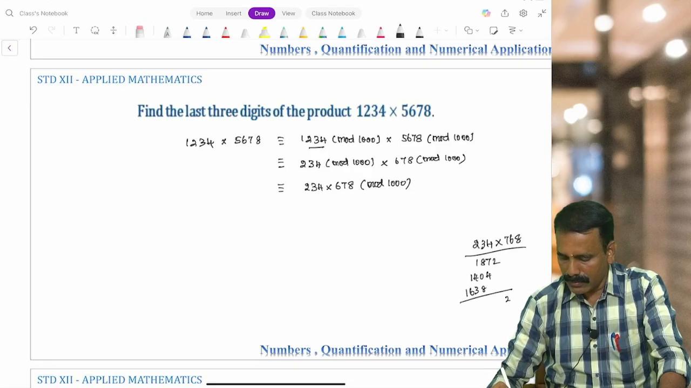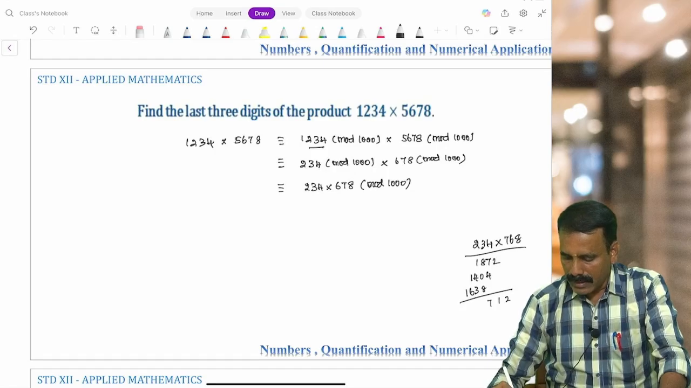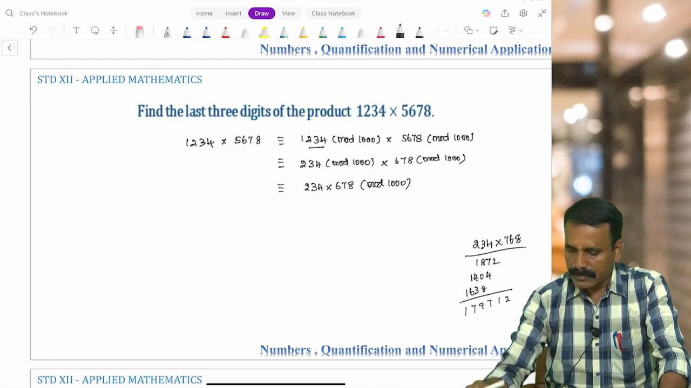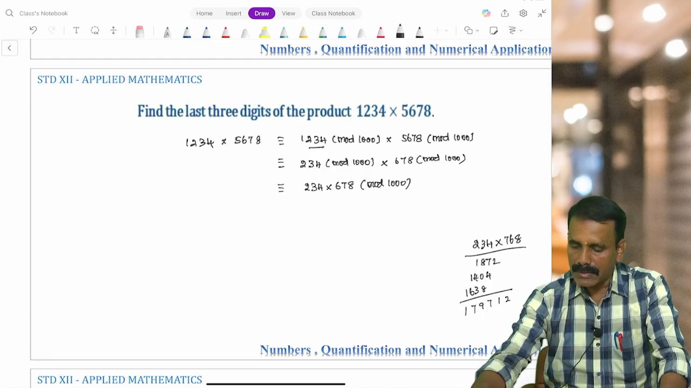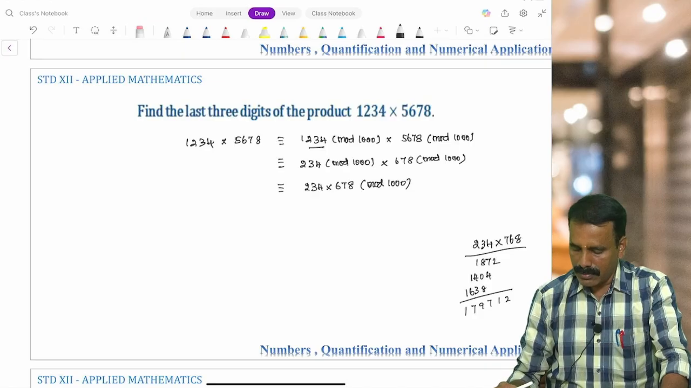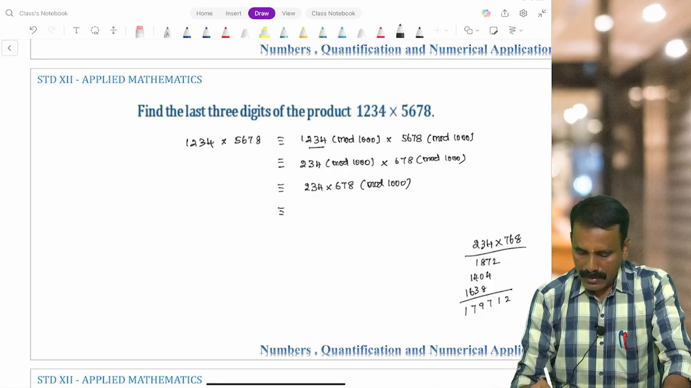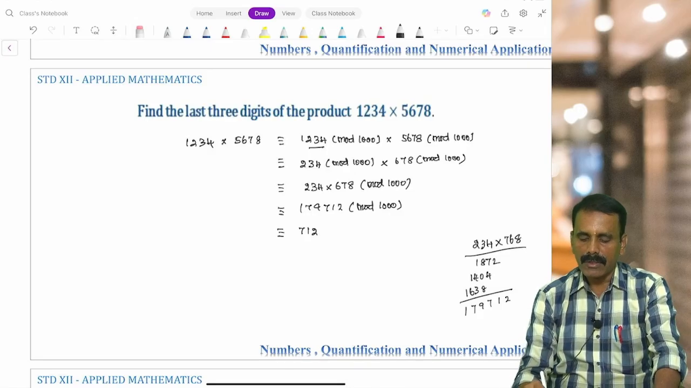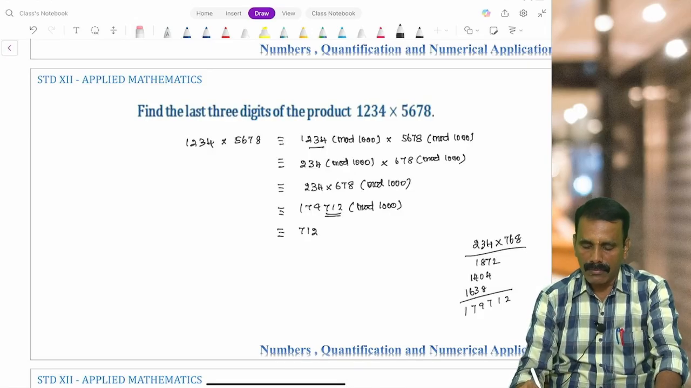Now we add: 2, 7 plus 4 is 11, 16, 17, balance 1, 5, 3, 8, 9, 7. So 234 multiplied with 768, the answer is going to be 179712 mod 1000. And the final answer is, when you divide this 6-digit number by 1000, the answer is going to be the last 3 digits, 712.